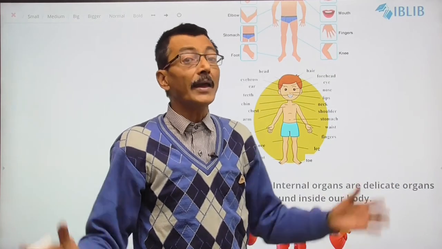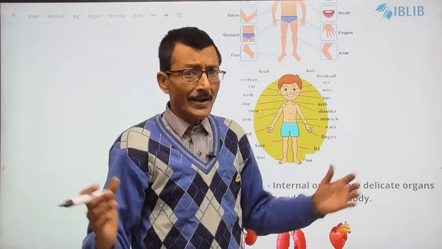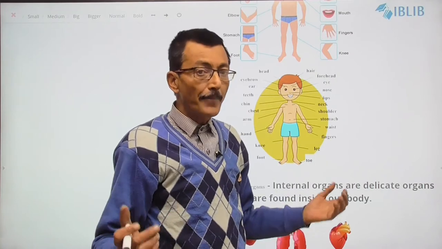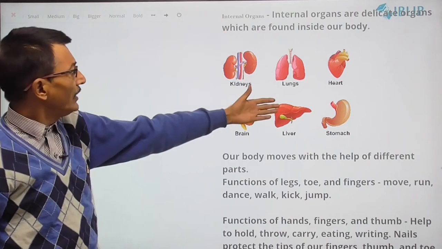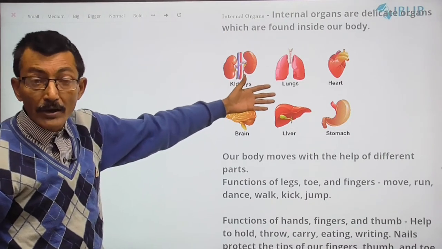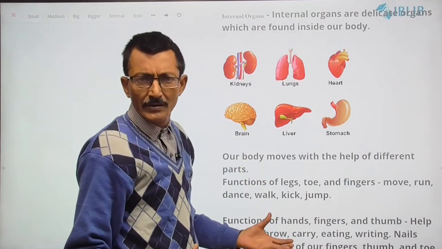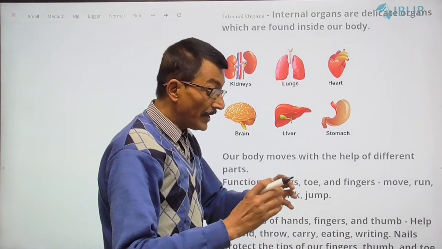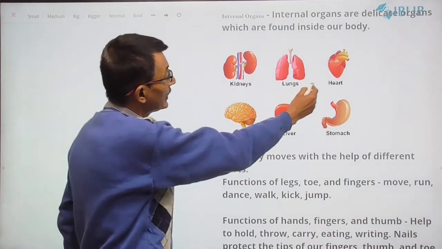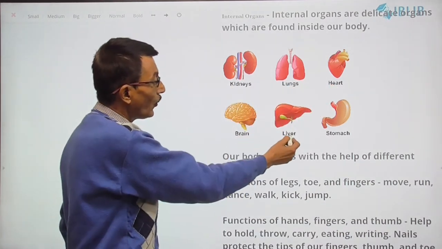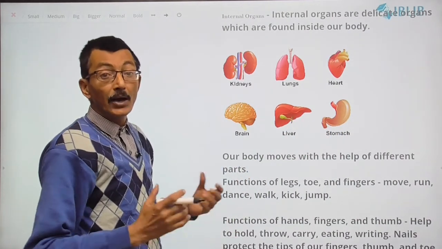But what about the internal organs which we have inside our body? Now, let us see and discuss our internal organs. In our body, we have got some internal organs. These internal organs are very important. They are soft. Okay? They can be damaged easily. Now, the kidney, the lungs, the heart, brain, liver, stomach, these are the parts of our internal organs.